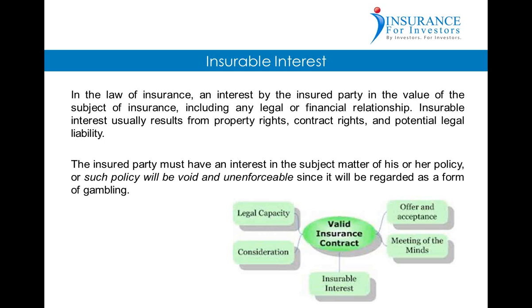There are various degrees of insurable interest, whether you are the actual property owner, a mortgagee, or an additional interest. We'll go into those later. But the insured party must have an interest in the subject matter of his or her policy, meaning you can't take out an automobile policy on your next door neighbor's car because you don't own that vehicle or have an insurable interest in that vehicle.